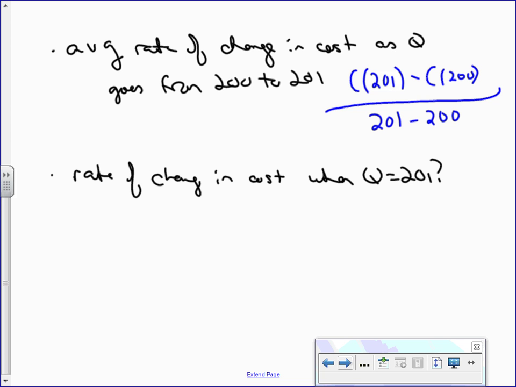The rate of change in the cost at Q equals 201 at a specific point. Not over the course of a change, but right here, right now. What is the rate of change of cost? What am I asking you to do? Yep, that means take a derivative. Find the derivative and plug in 201. Now you can't find the derivative unless I give you the function, but here it is. Does everybody see? Average versus instantaneous. Okay? All right, final thing.